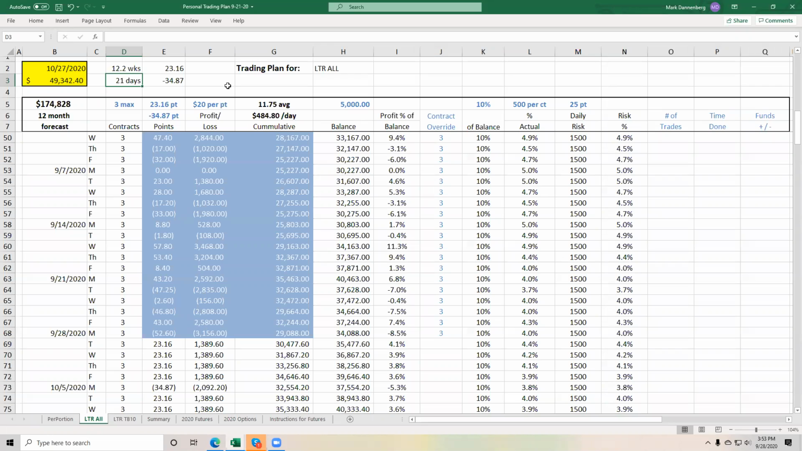Well, you could look at that as glass half full, glass half empty, and I look at it as glass is almost full, not just half full, because we've got $174,828 potential 12-month income, having started with just $5,000. Now, it's less than it was when we updated this based on Friday's numbers, but it is the reality of where we are right now.